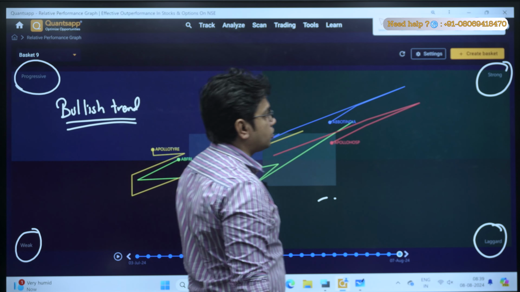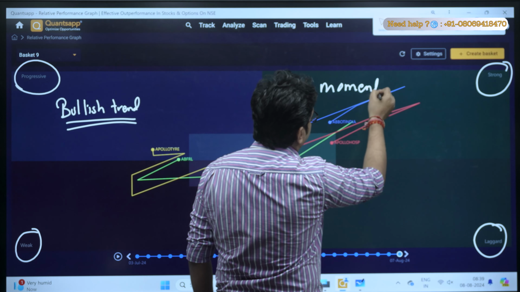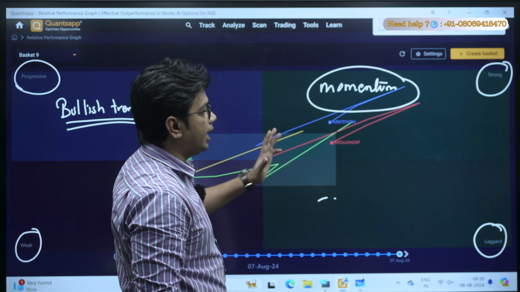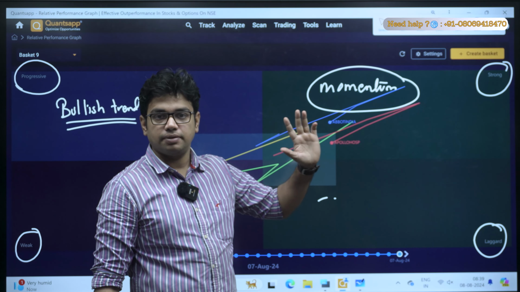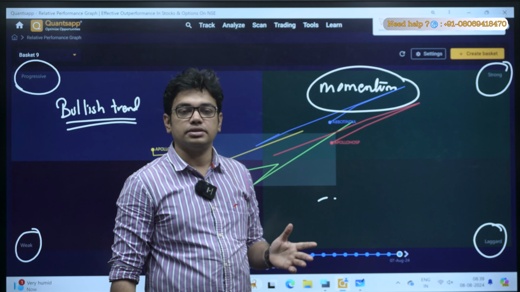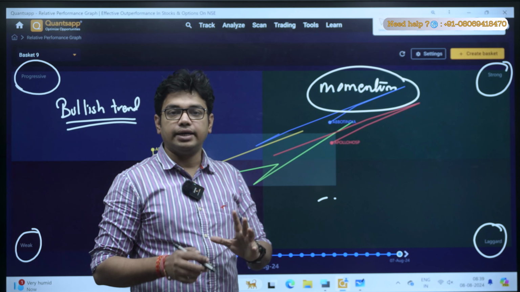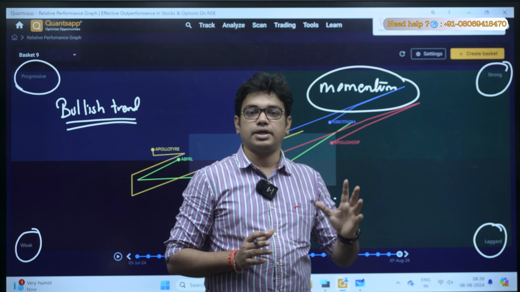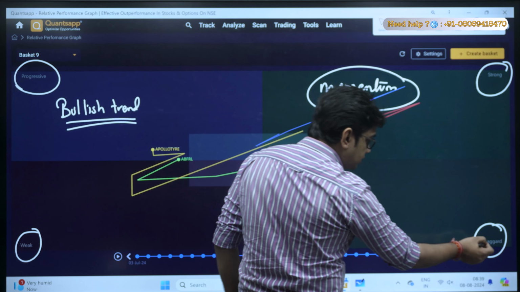Now the strong quadrant will give you the idea of the momentum, that this particular stock is in momentum and has already picked up the pace. Maybe it is reaching the resistance, or maybe it has broken its resistance. So I can hold it further. The strong quadrant indicates the stock is already in an uptrend and has picked up the pace. It's in momentum.